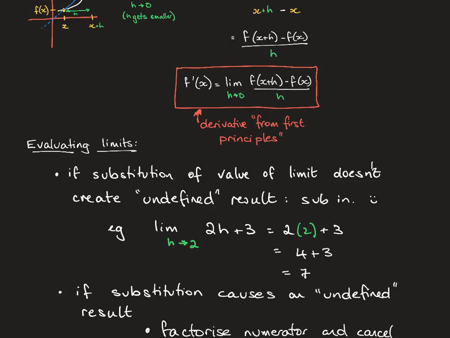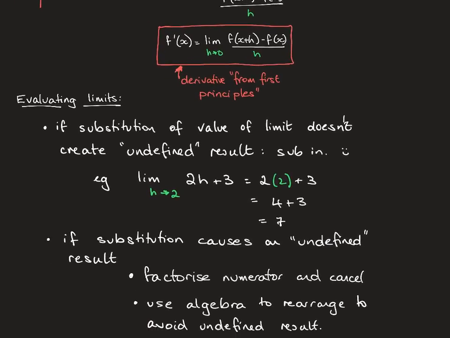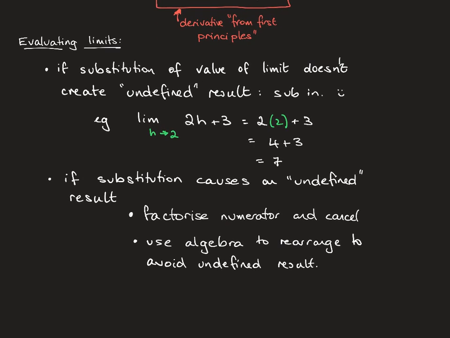But if the substitution does cause an undefined result, then there's two things that you can do to fix that. The first is to factorise. Normally, one of the problems is that you'll get something over zero. When you try and substitute in, you'll end up with something over 0, and that will get you an undefined. That's the most common one when you're working with limits. If you're just working with limits in general, sometimes you might need to use algebra to rearrange, but in all of the cases with the derivative, that won't be the case. So let's have a look at how you go about setting out your work for evaluating a limit.